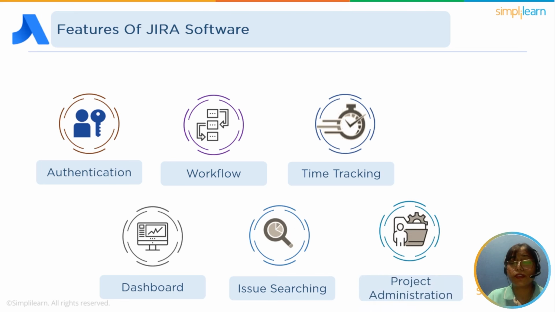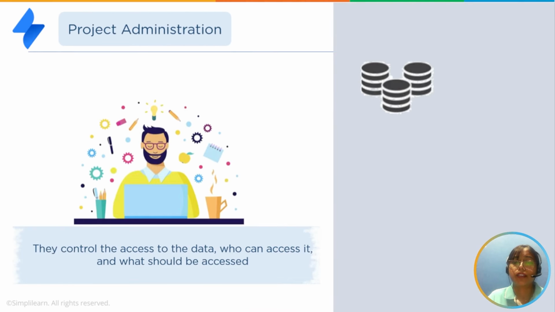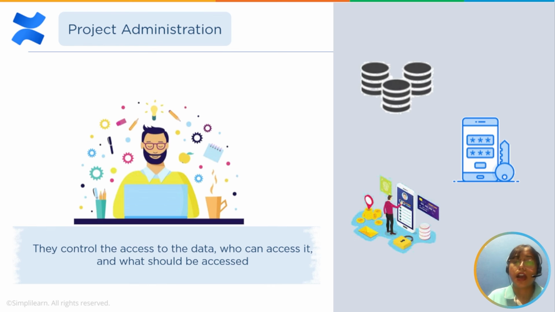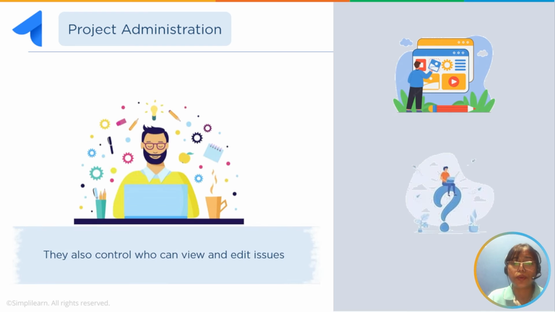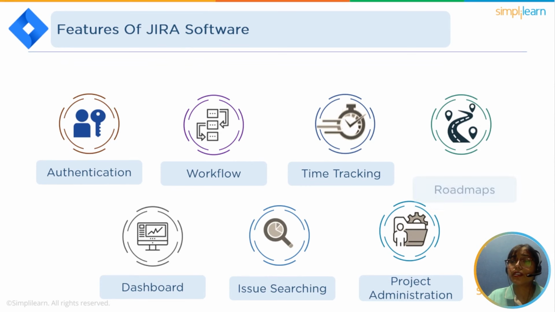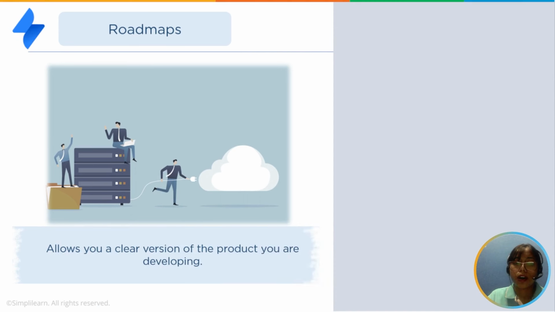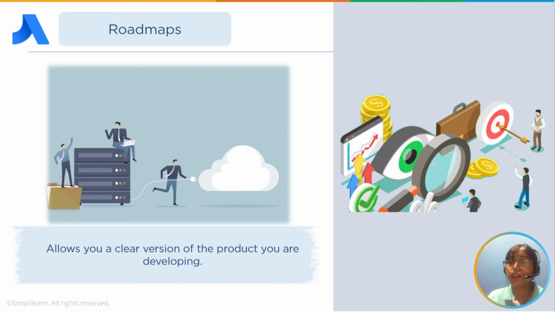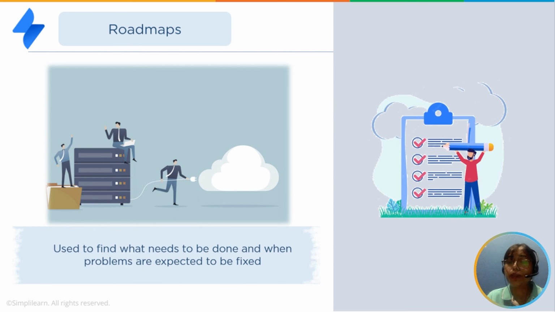Next is project administration. They control access to the data, who can access it, and what should be accessed. They can also control who can view and edit issues handled locally without system administration involvement. And the last one is roadmaps. Roadmaps allow you to create a clear vision of the product you are developing and can be used to find what needs to be done and when problems are expected to be fixed.